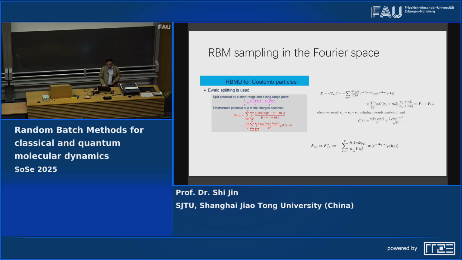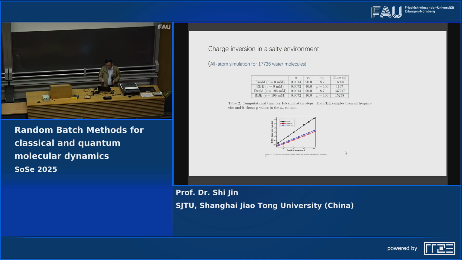So here we just pick up p term summations, okay? We sample them a priori and put them in a library, then each time we just take a few terms, a few samples. For example, we did a numerical simulation of charge inversion in a salty environment, with an all-atom simulation of about 17,000 water molecules. If you compare the CPU time, the original Ewald is like 16,000. Then the random batch Ewald, that's what we call it, with P equals 100.